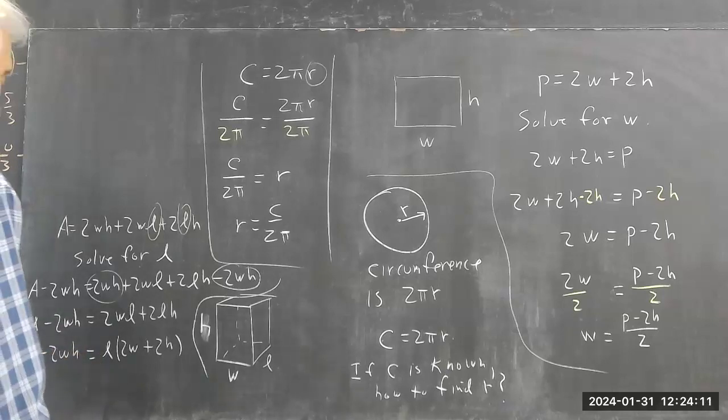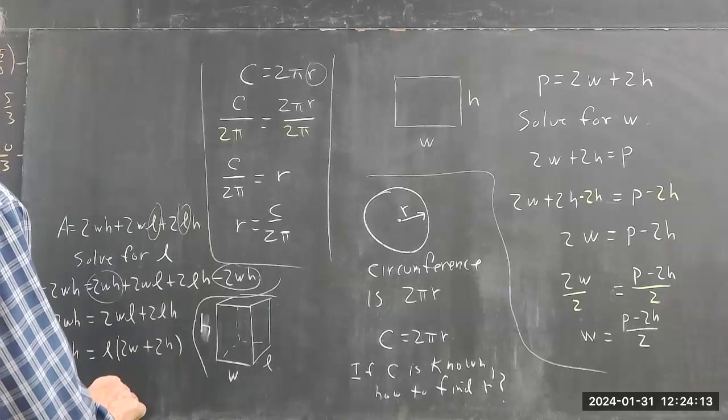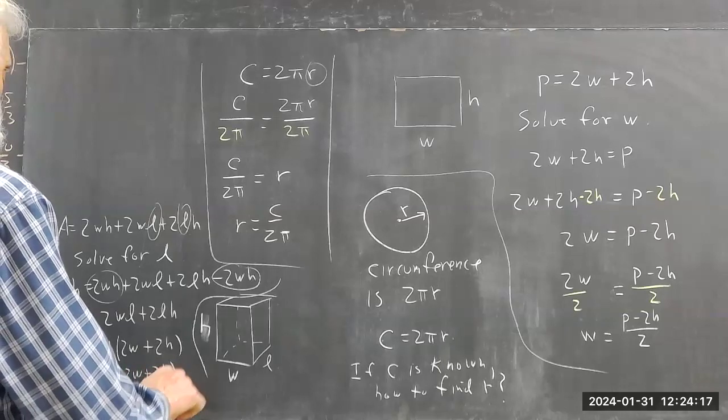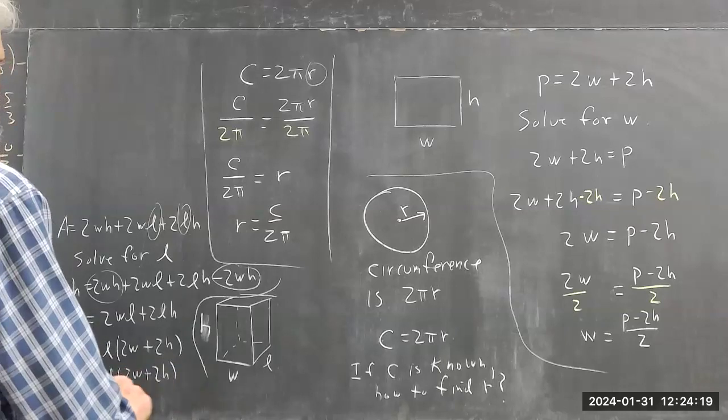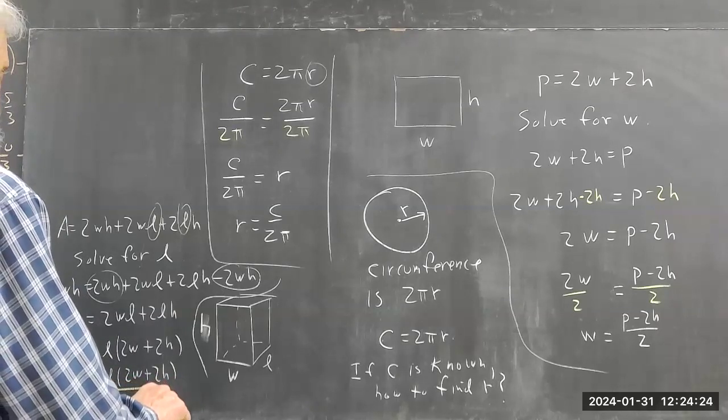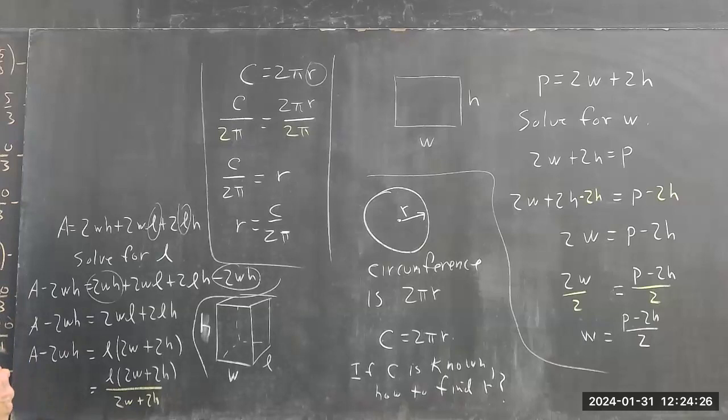Well, now if I want to get L, I divide by 2W plus 2H. And of course, I have to do that on this side. And now I get L equals this.